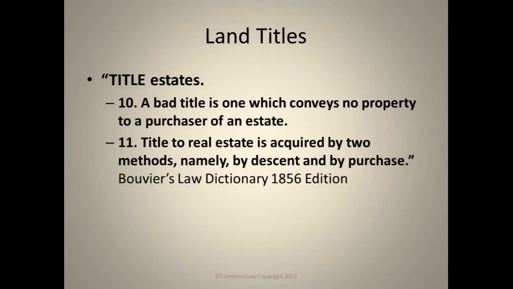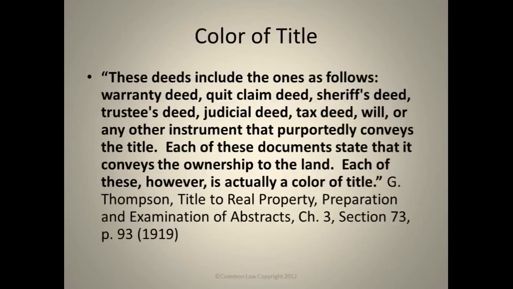Title to real estate is acquired by two methods, namely by descent and by purchase. It's passed on in your family or you buy it. You convert gold or silver to land. These deeds include the ones as follows: a warranty deed, a quitclaim deed, sheriff's deed, trustee's deed, judicial deed, tax deed, will, or any other instrument that purportedly conveys the title. Each of these documents state that it conveys the ownership to the land. Each of these, however, is actually a color of title.